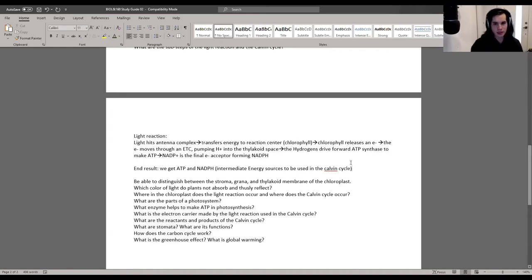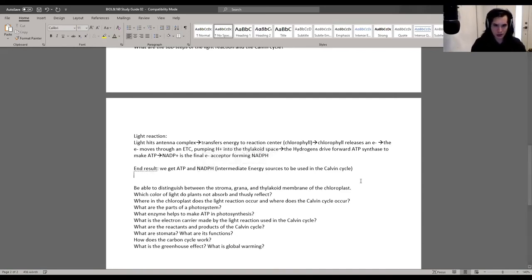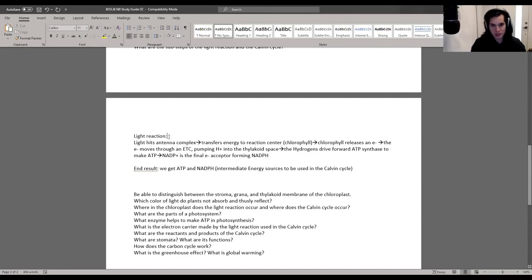So you're producing this little bit of energy, a little bit of electrons. This is all going to be used in the Calvin cycle. So I would say that those are kind of the steps of the light reaction. So that was the light reaction here. I'll bold that. So now we go to the Calvin cycle.